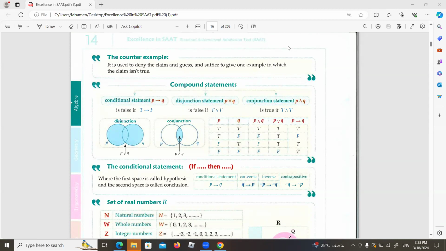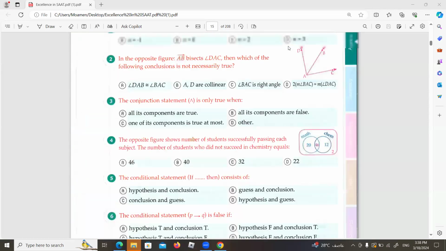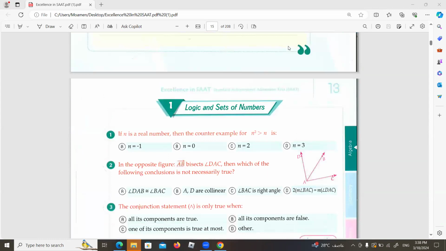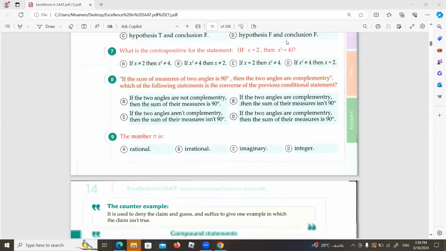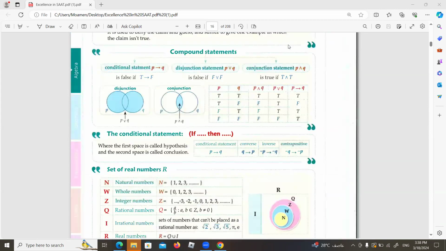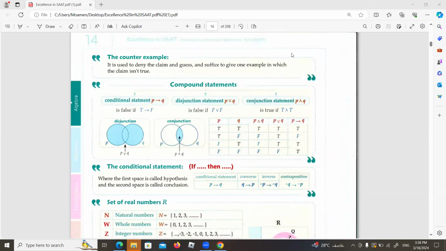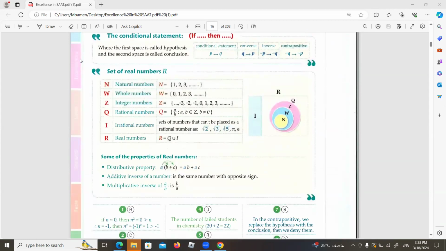Today, inshallah, we'll start to talk about our algebra curriculum. We already finished our geometry, our trigonometry, and also the differentiation and integration. Today, inshallah, we'll complete by starting with logic and set of numbers. So today, inshallah, we'll start with the first lesson and the second lesson. In the first lesson, we'll talk about the set of numbers. We'll start with the set of numbers.